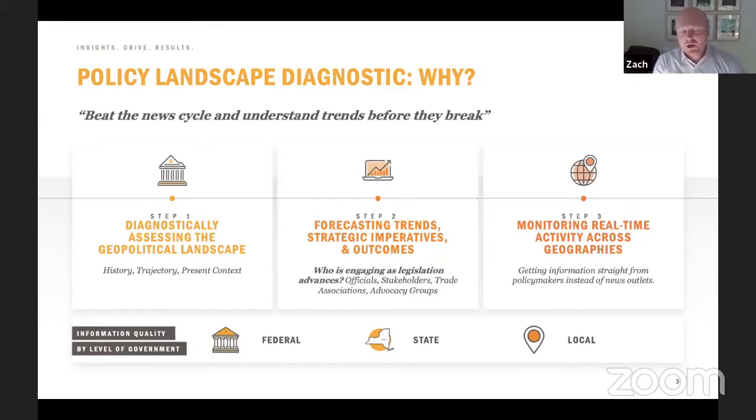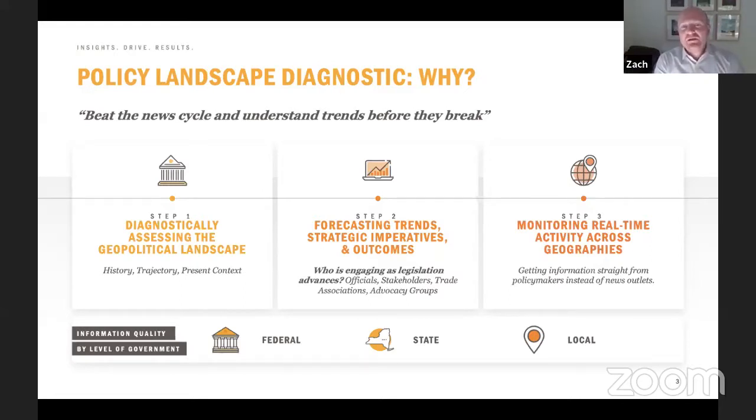We had the pleasure working with Quorum a couple of weeks ago to illustrate a case study about Kivvit and our approach. It's available on the Quorum website, and we suggest everyone take a look who's interested. But there's a key quote in there about our approach, which is really to beat the news cycle and understand trends before they break. That requires an upfront diagnostic assessment to really understand the landscape of a particular issue or state jurisdiction or government entity that we are trying to interface with. And that is all about the process that we're going to walk through with you today.